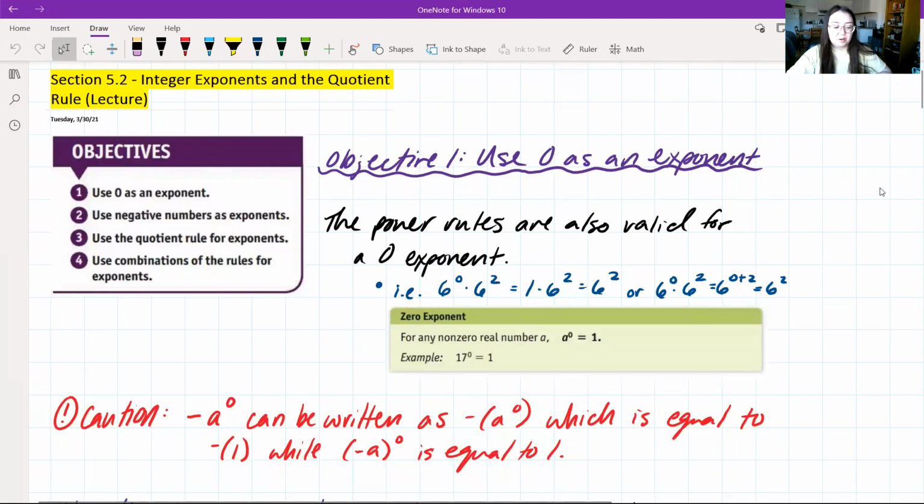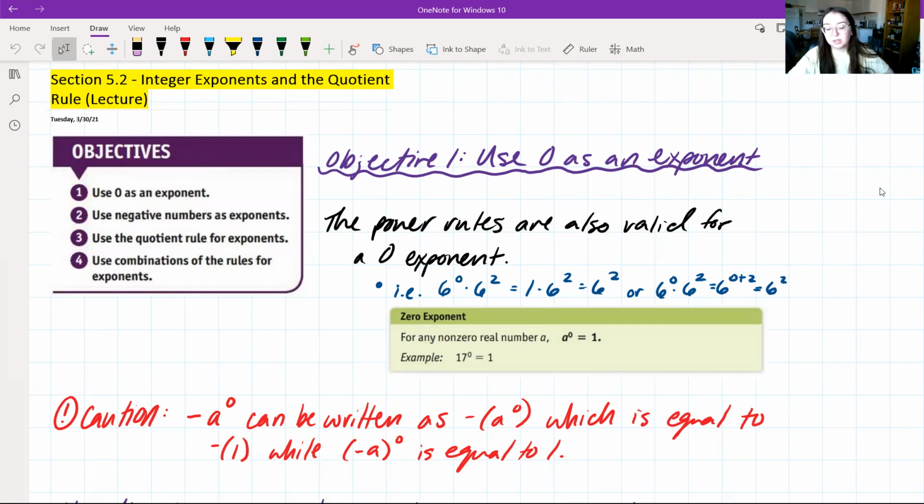Hello everyone, we're going to be going over section 5.2, which is integer exponents and the quotient rule. So we have four objectives today. We want to use 0 as an exponent, we want to use negative numbers as exponents, we want to use the quotient rule for exponents, and we want to use combinations of the rules for exponents.